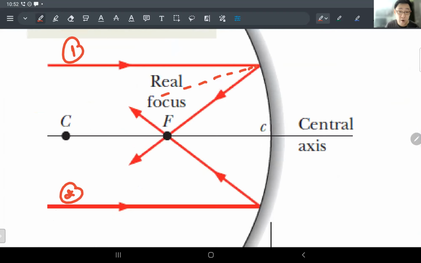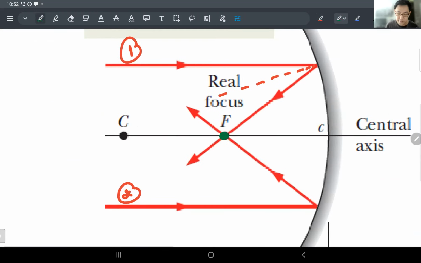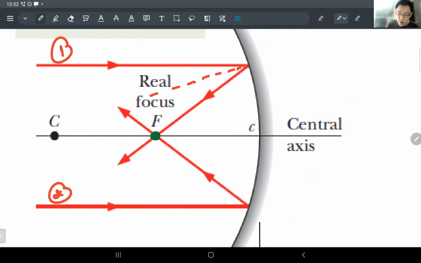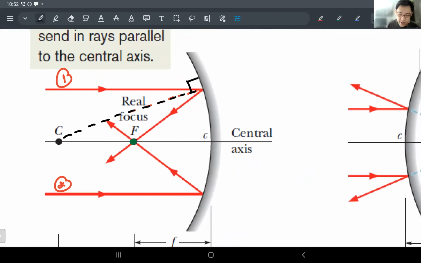The reason we pick a spherical one is because when you send in light parallel to the central axis, the reflection is going to pass through a single point right there. And the second thing you know right away: every time you draw a line perpendicular to a circle, that line eventually gets to the center of the circle. Does that make sense? Because that is the radial line. So the normal, the line you draw perpendicular to the surface of the material, eventually goes through the center of curvature.